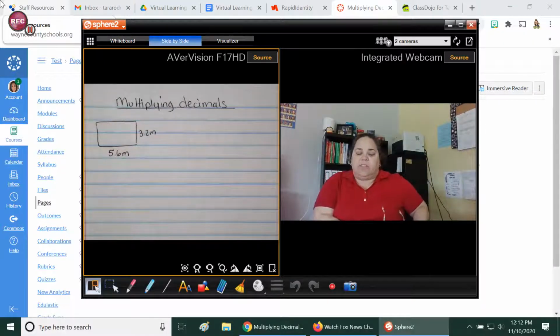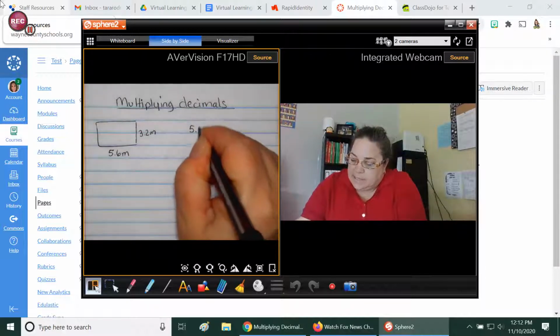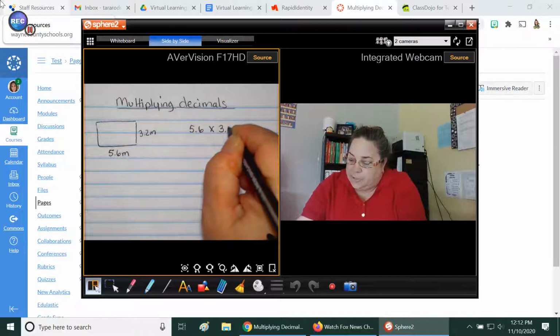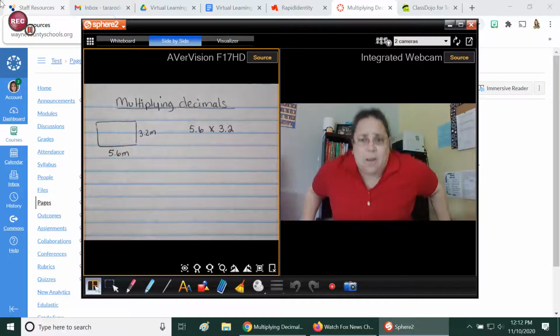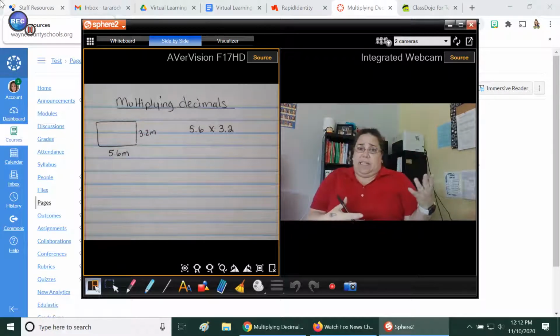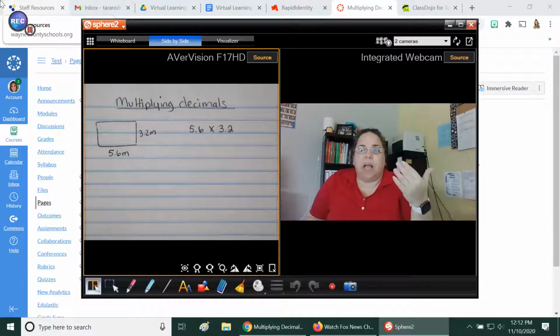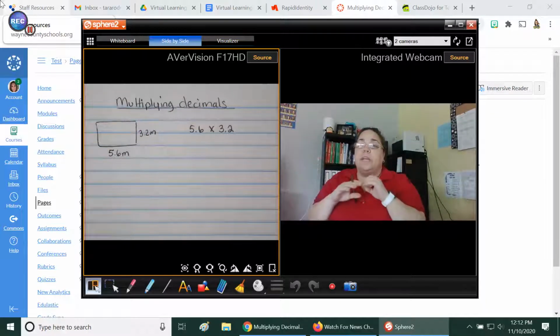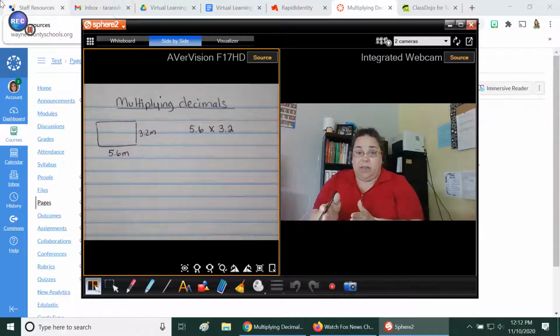So area, you guys all know this. You learned this in like 4th or 5th grade, I think. I think 4th grade, actually. Area is base times height, or length times width. So we know that we have to multiply 5.6 times 3.2. But we're in 6th grade, and we know that the easiest way to do that is to stack them. So when you stack for multiplying, you ignore the decimals. It doesn't matter how many decimal places there are, you ignore the decimals. You just line them up so that the right side is even, okay?